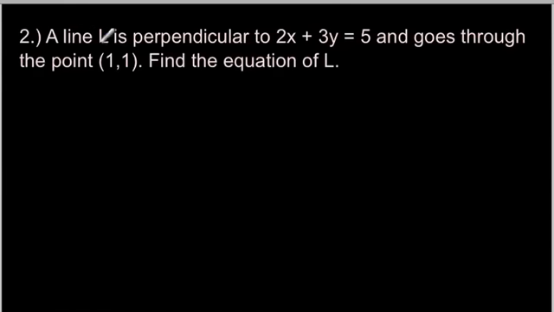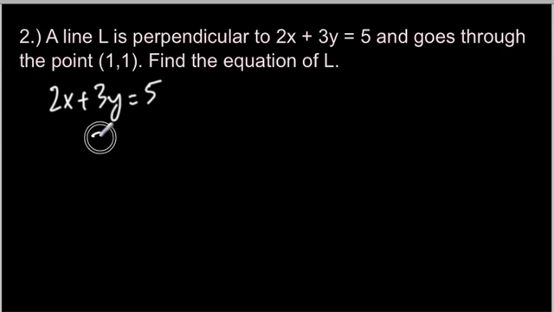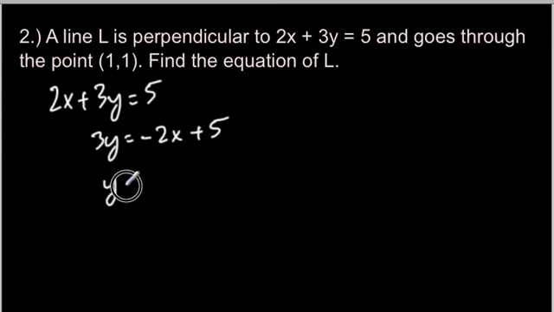Okay, number 2. A line L is perpendicular to the line 2x plus 3y equals 5, and goes through the point (1, 1). Find the equation of L. First of all, let's write this in y equals mx plus b form. So 2x plus 3y is equal to 5. I can subtract 2x from both sides. So 3y is equal to negative 2x plus 5. And then I'm going to divide by 3. So y is equal to negative 2/3 x plus 5/3.